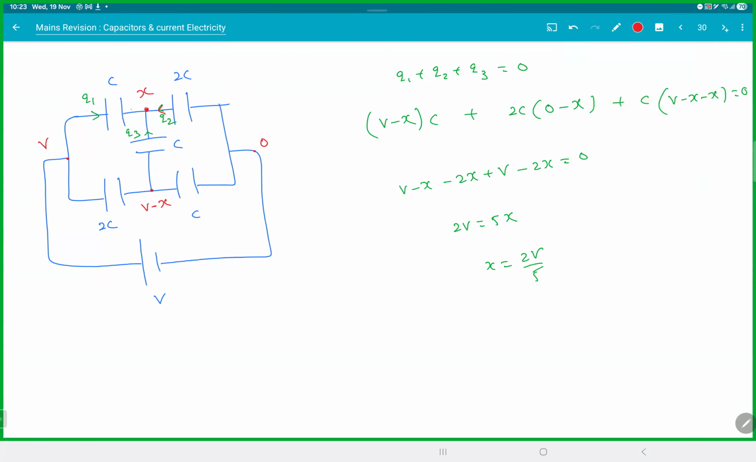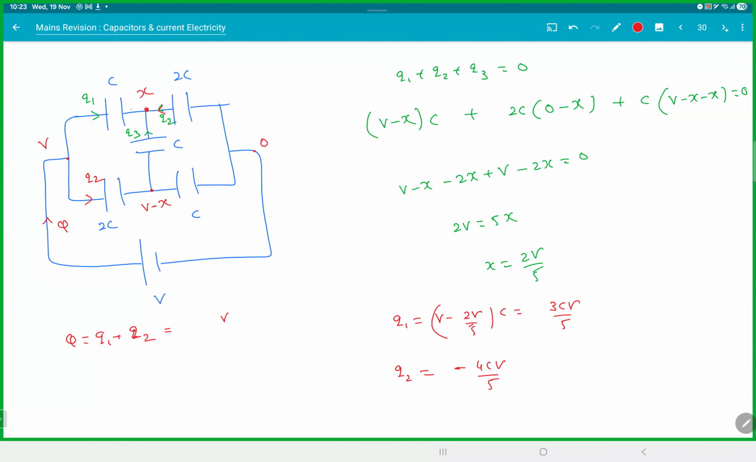Again, symmetry: if this is Q2, then this is also Q2. That means the total charge Q flowing through the battery is Q1 plus Q2. The Q1 value is V minus X, which is 3V by 5, so 3CV by 5, and the Q2 value is minus 4CV by 5. Yeah, the numbers are coming good only. So Q1 plus Q2 will be minus CV by 5.